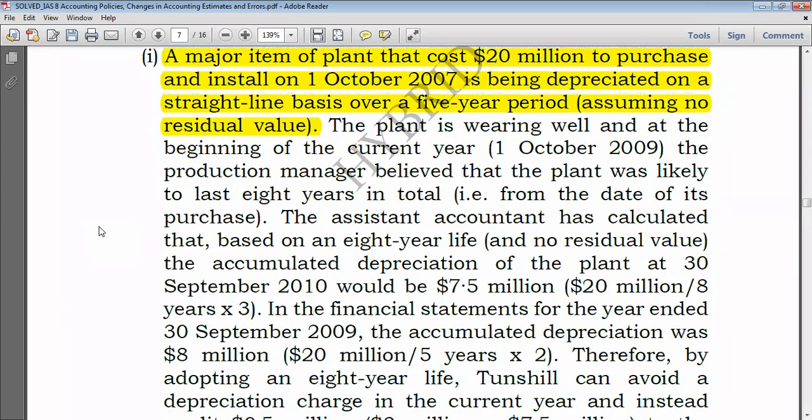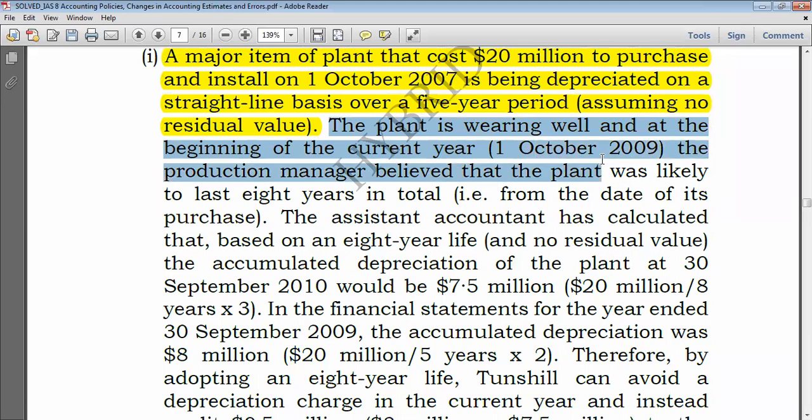But you have to develop something. So we are told here, I think we read this already. We are told that the plant is running well, and at the beginning of the current year, the production manager believed that the plant was likely to last 8 years in total. Now, do you see this? The plant is wearing well, and at the beginning of the current year, on 1st October 2009, 2 years on from the date of purchase of the plant, we now believe that the plant will last 8 years in total.